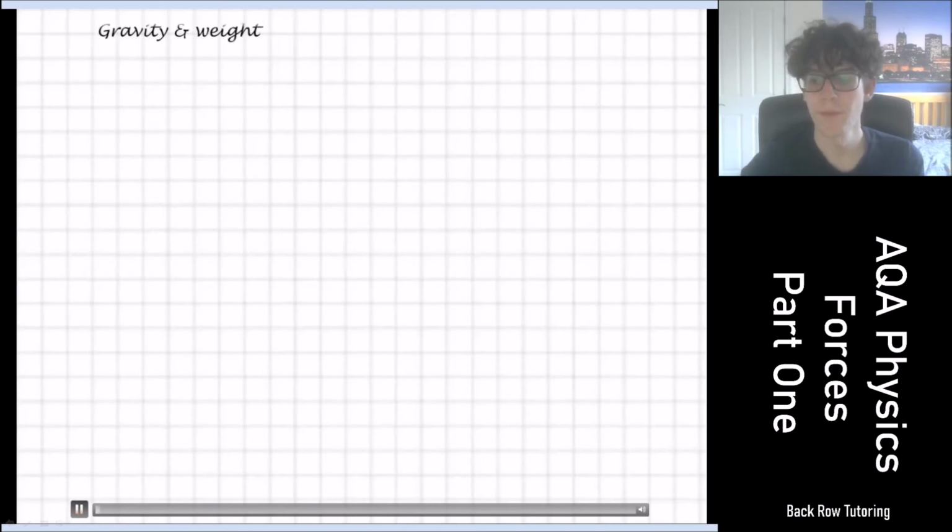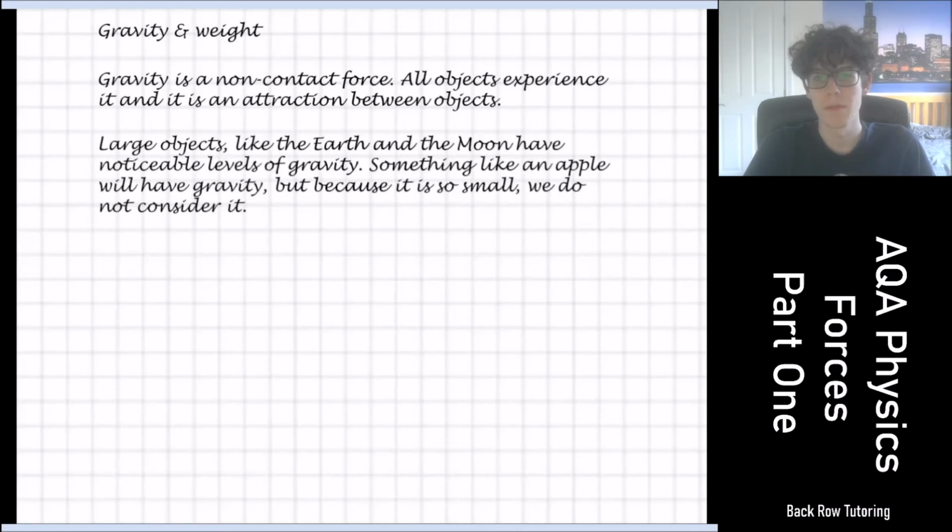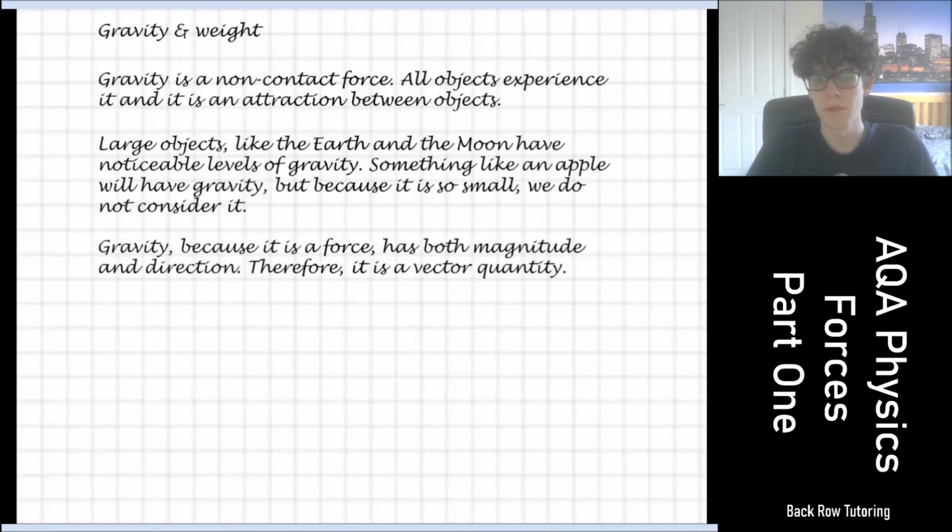Hello there. We're going to be talking about gravity and weight. Gravity is a non-contact force. All objects experience it, and it is an attraction between objects. Large objects like the Earth and the Moon have noticeable levels of gravity. Something like an apple will have a gravitational attraction, but because it is so small, we do not consider it. Gravity, because it is a force, has both magnitude and direction. Therefore, it is a vector quantity.